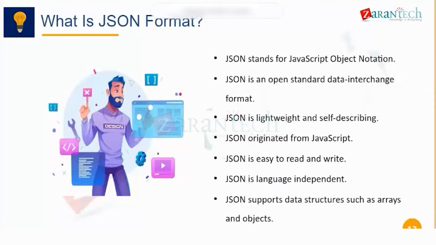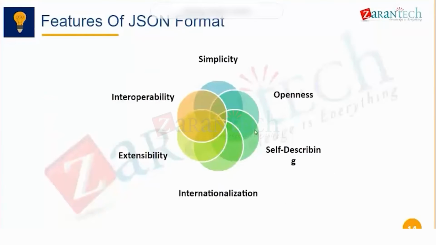And JSON is language independent, of course. It can be used in other languages also. JSON supports data structures such as arrays and objects as well, so you can define all those object types within JSON. Features of JSON, again: simplicity, openness, self-describing, internationalization, which basically means conversion into different languages, extensibility, you can extend it, and interoperability.